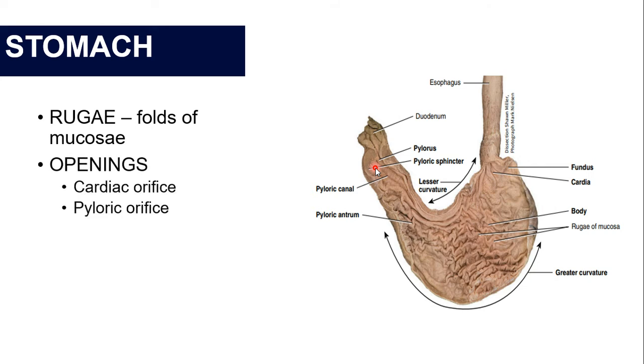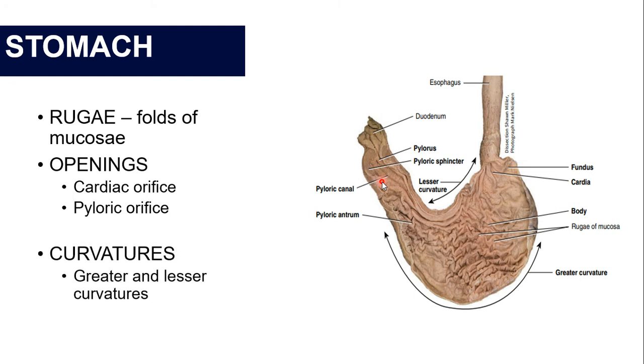Next, as you can see in our stomach, we have two openings. We have the cardiac orifice, which divides the lower part of your esophagus and the upper or cardiac portion of your stomach. And then we have here the pyloric orifice, which is found between the pylorus and the duodenum. Aside from openings, our stomach also contains curvatures.